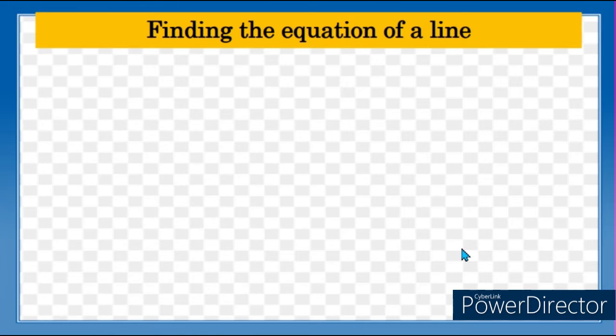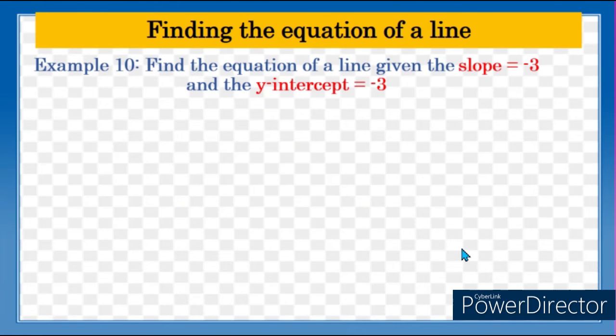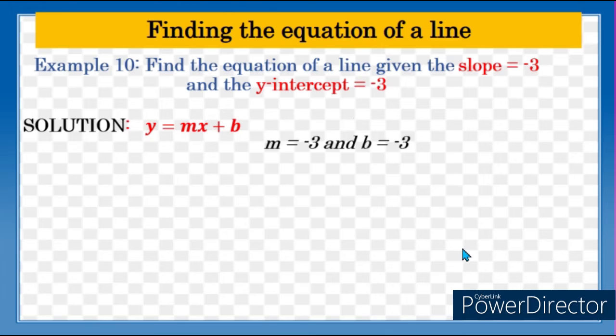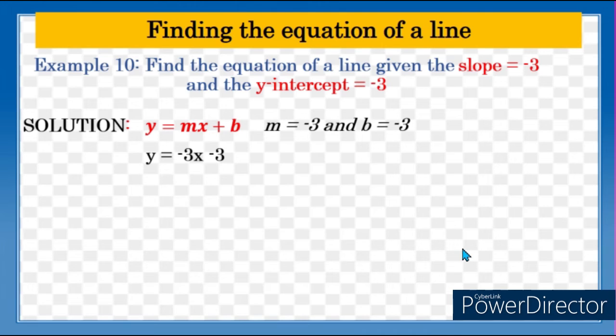Okay? So next is, let us find the equation of a line given the slope, negative 3, and the y-intercept here is negative 3. I repeat, kapag ganito po yung given, kapag given ang slope and y-intercept, ang gagamitin po natin ay y is equal to mx plus b. So, ang gagawin lang po natin, substitute lang natin yung value ng m and the value of b. So, we have y is equal to negative 3x minus 3.